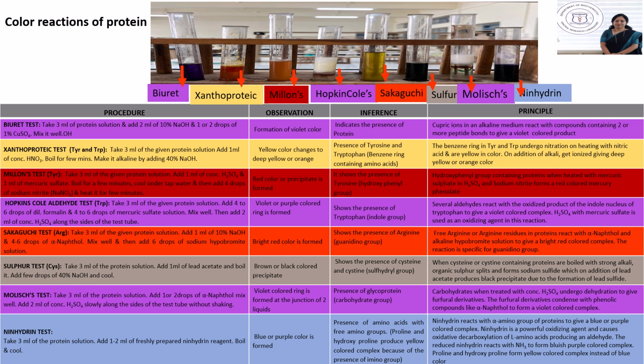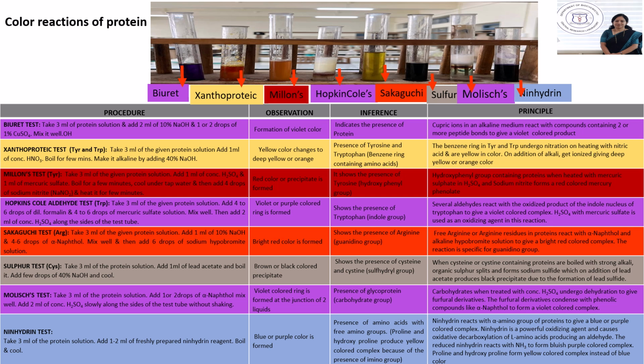The principle behind this test is that carbohydrates which are part of glycoprotein, when treated with concentrated sulfuric acid, undergo dehydration to form furfural derivatives. These derivatives in turn condense with alpha naphthol to form a violet colored complex. The importance of glycoproteins is that they act as cell surface receptors for the entry of biomolecules and also for pathogens like bacteria, virus and protozoa to enter into the cell.